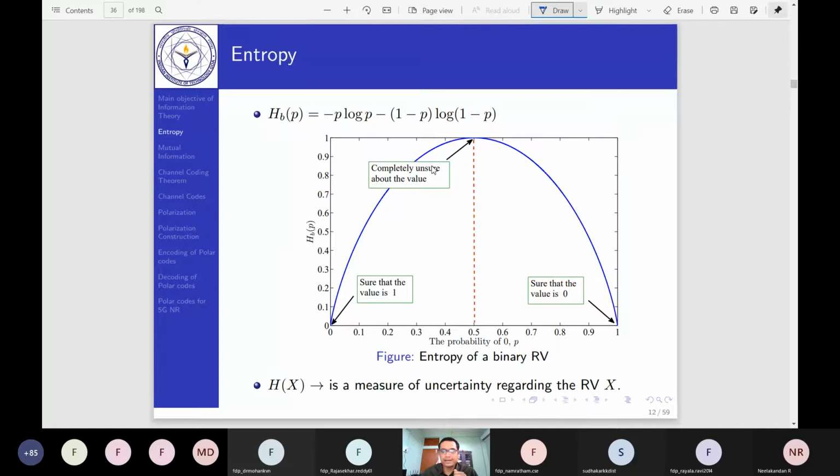So we can interpret the entropy of a random variable h of x as a measure of uncertainty regarding the random variable x. This is the physical meaning of the entropy of a random variable. If the entropy of a random variable is very high, that means the uncertainty about that random variable is high.